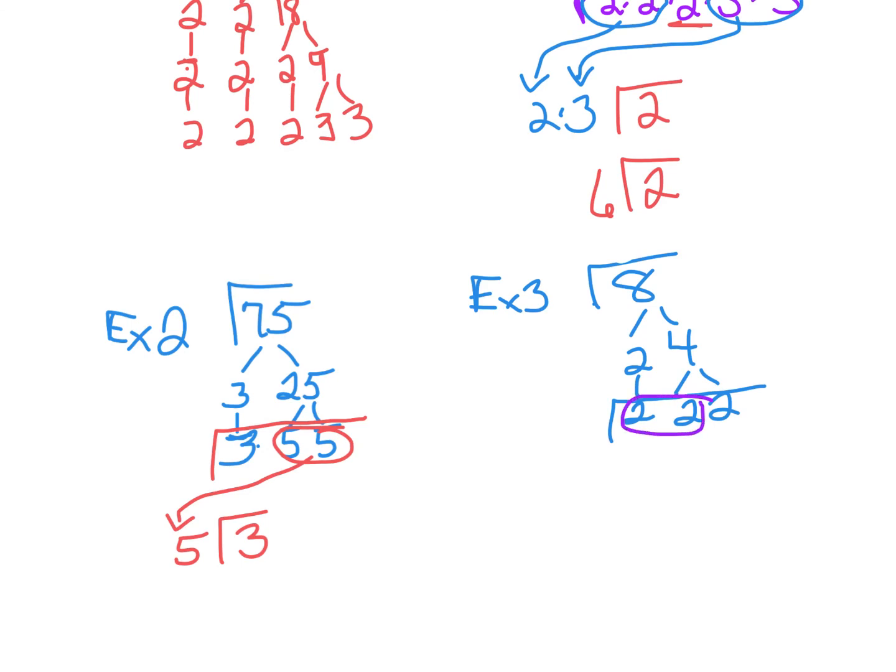A pair of 2s comes out of the house on a date. That 2 stays home.